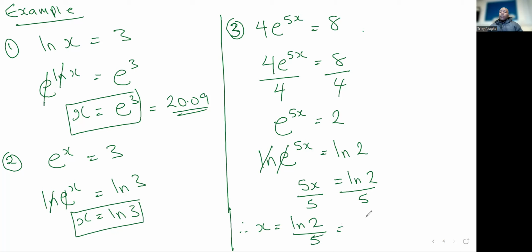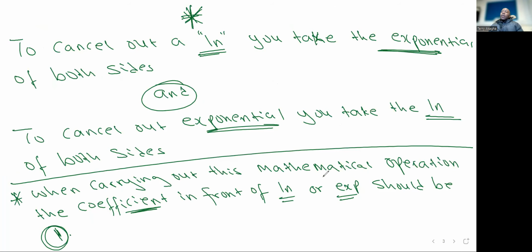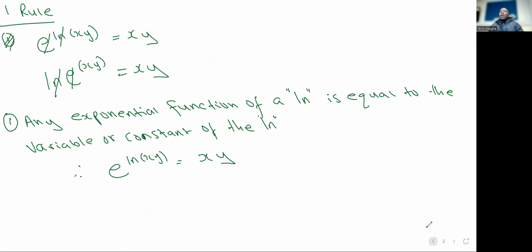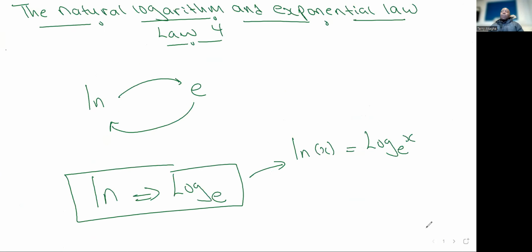And when you press your calculator for that, it should give you 0.14. And that will be the answer for that. Okay, so that will bring us to the end for natural logarithm and exponential law. So to cancel out the ln, you use the exponent. To cancel out the exponent, you use what? The ln to do that. Also, when you're carrying out this mathematical operation, a coefficient in front of ln or exponent should be 1, and apply the rule as appropriate. And just to remind you as well, when we say ln, ln is log to base e. All right, good. And that is that for that.